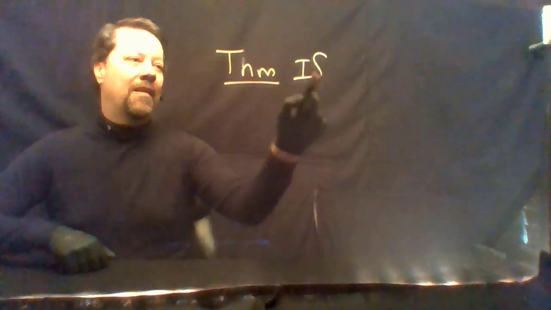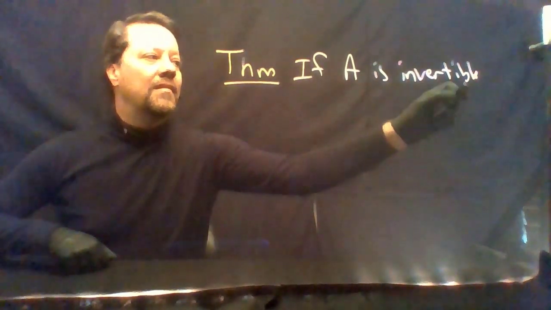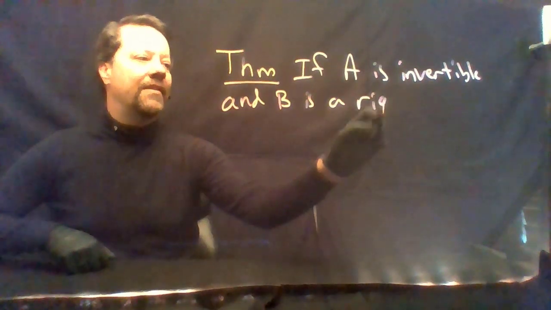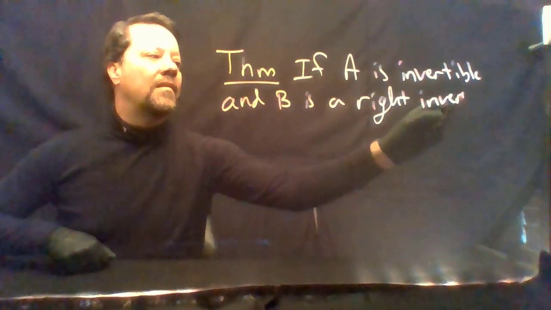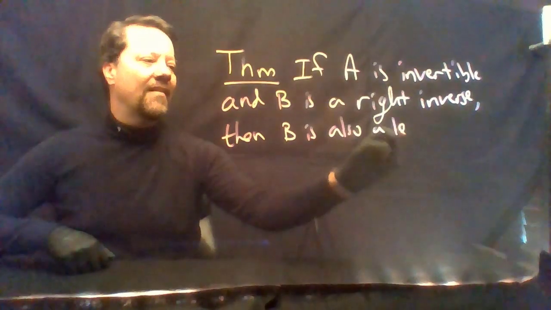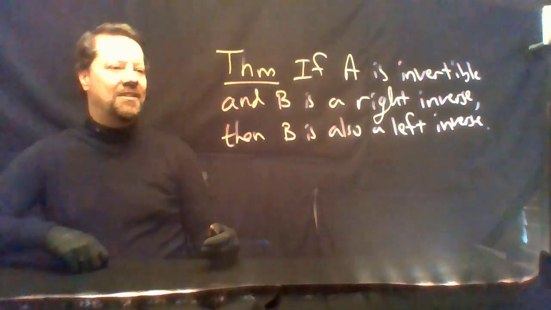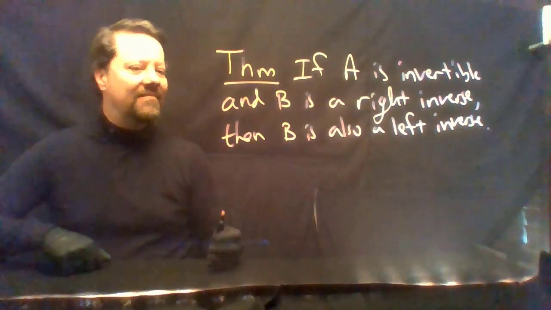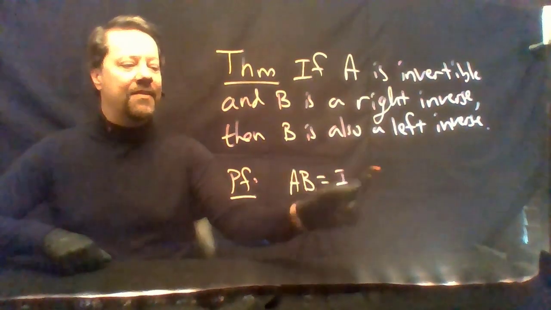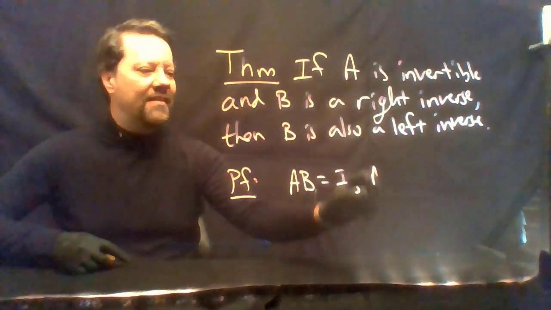Now, if A is invertible or non-singular, and B is a right inverse, then B is also a left inverse. Proof goes like this. If B is a right inverse, then A times B is the identity. Since A is invertible, we can multiply both sides on the left by A inverse.